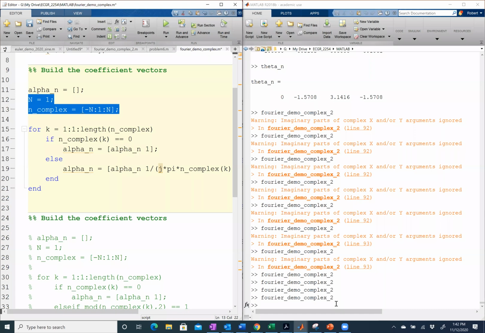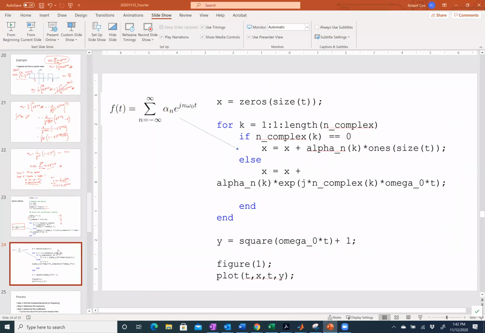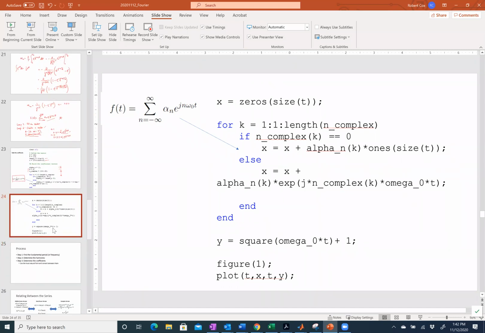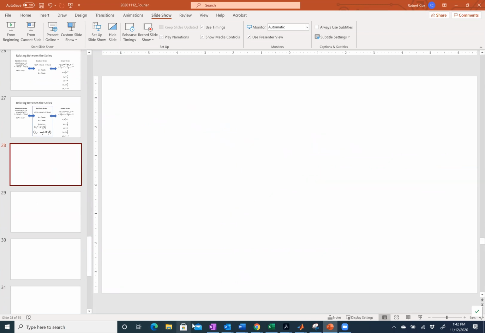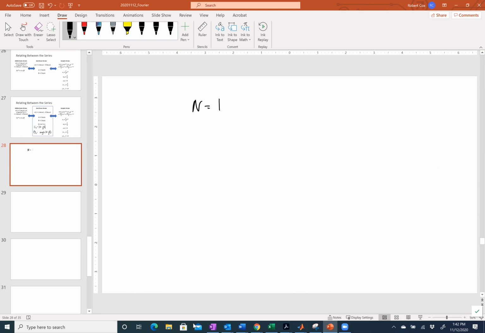What that means, in terms of what I'm showing here, is that if I have n equal to 1, then my n complex is going to be equal to -1, 0, and 1. Initially my x is a vector of zeros.